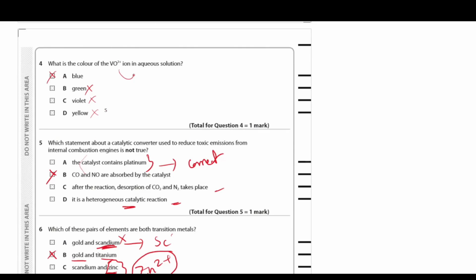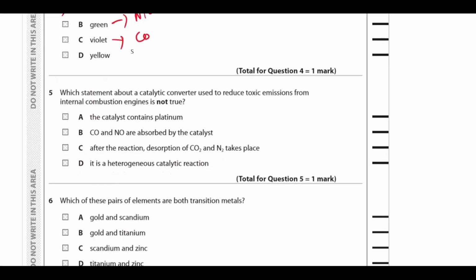More specifically, if we find the vanadium oxidation number here, which is of course 2 plus 4, so that would be vanadium 6. So vanadium 6 tends to have a color of blue. Okay, so yeah, we can clearly see option A here.